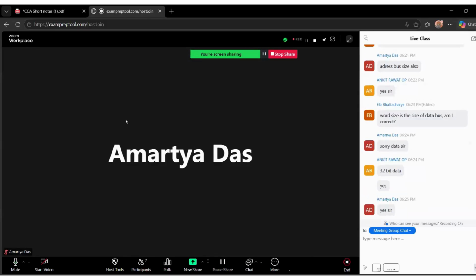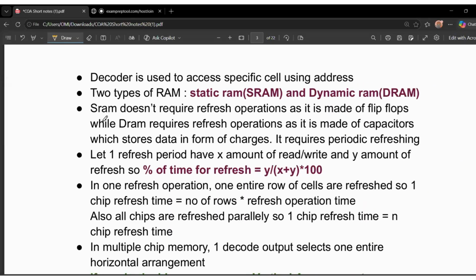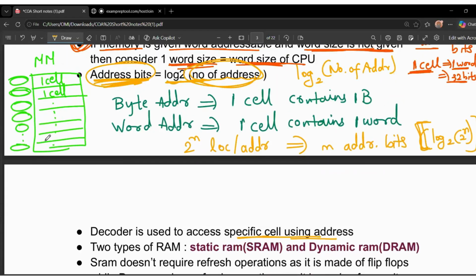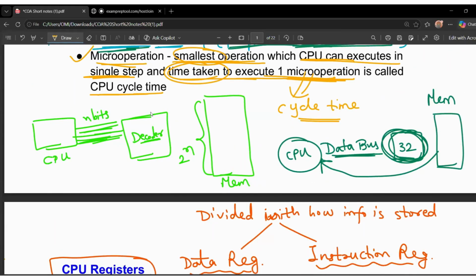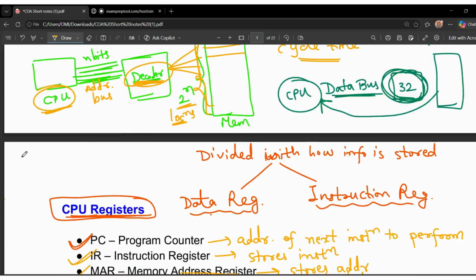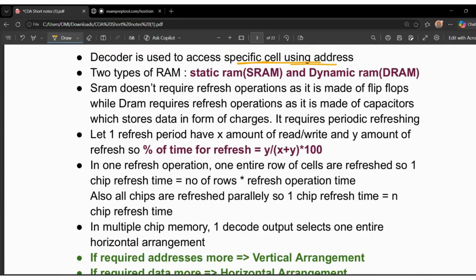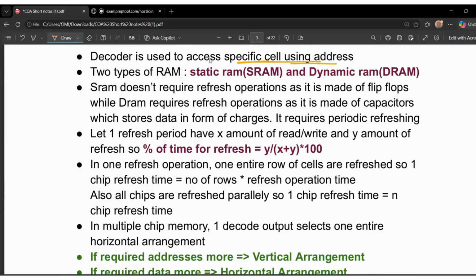Okay. Now we will see that the decoder is used to access a specific cell using the address. I have already shown this here. If you have the CPU and this is the address bus, then you need a decoder to select one of the locations, like 2 power n locations. The same thing is written here: the decoder is used to access the specific cell using the address bits.